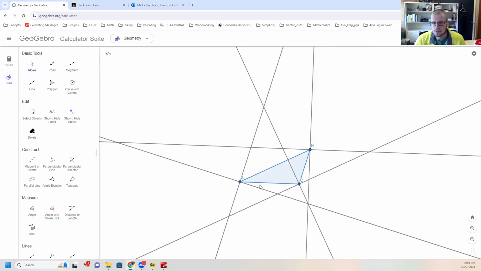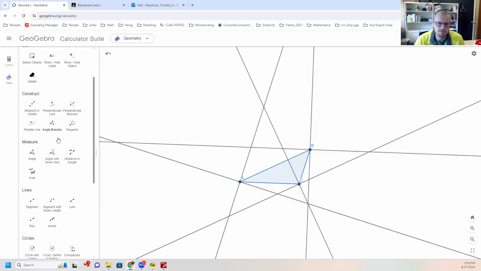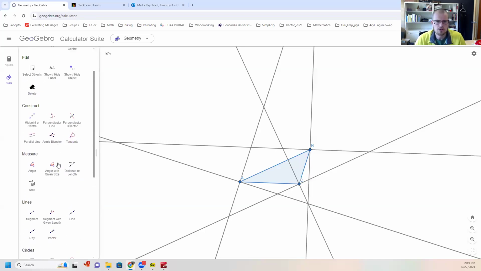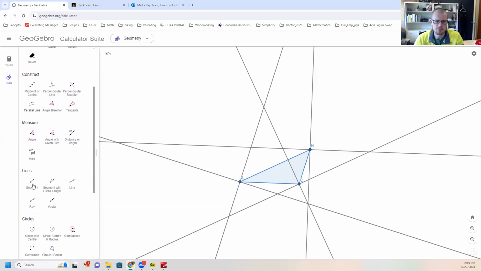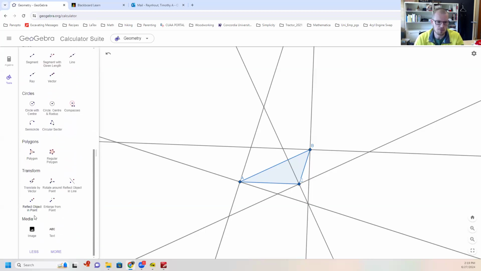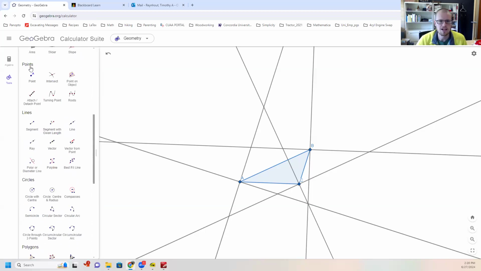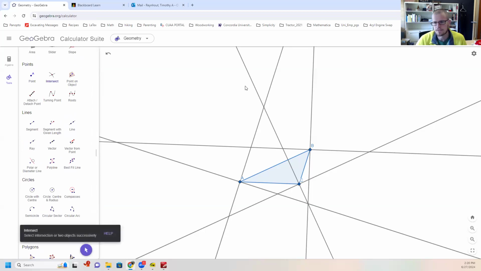I've created a new triangle, and the triangle that I want is of the parallels. So not these altitudes. So I am going to find some intersection points so I can look at a new triangle. And when I look here, there's no option for points, right? I can edit, construct, measure, lines, circles, polygons, transform. There's no option for points, finding an intersection point. So I actually need to hit more one more time, and now I have points, and I can find intersection points. So I want to look at the intersection points of the parallels.